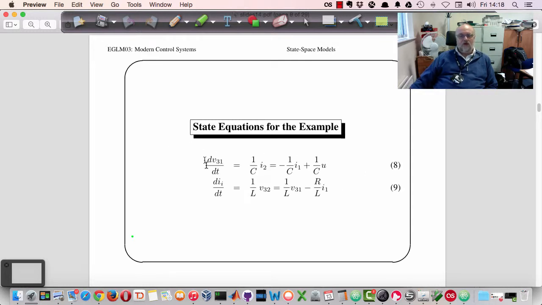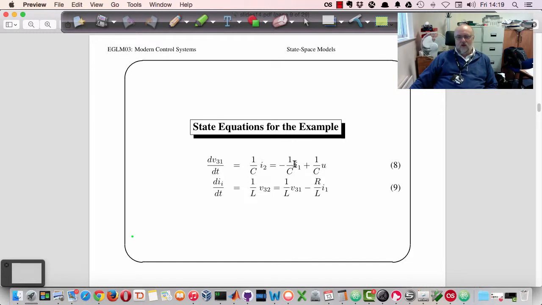To write down the equations for that, we look for equations where we've got the derivative on the left hand side. So this is the derivative of the voltage across the capacitor, and the derivative of the current through the inductor. By definition, that's 1 over C times I2, but we also only want to involve variables in these equations that are so-called state variables. So we only want I1 and V31 to actually appear in the equations that we're going to derive here, for reasons I'll explain in a minute.